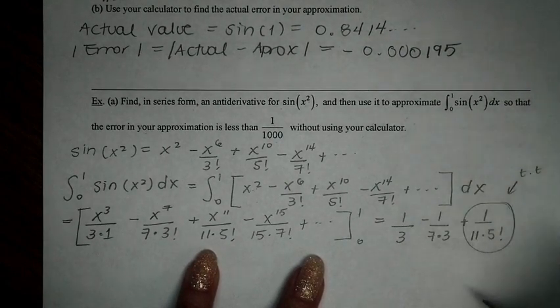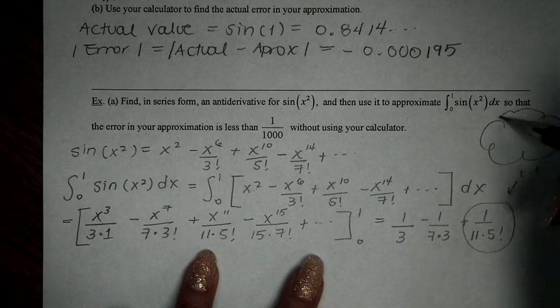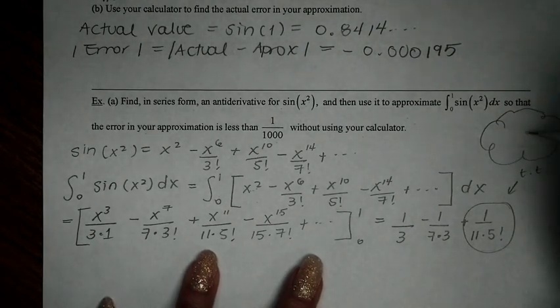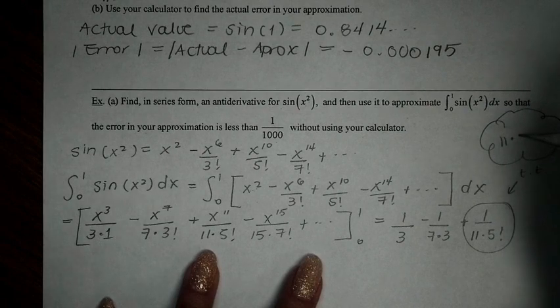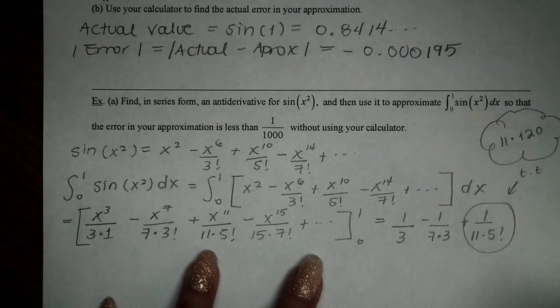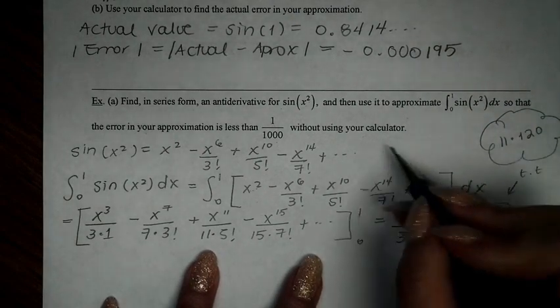Why is it the truncated term? Think about something. This is my brain thinking, right? You know that 11 is quite big, and then you have 11 times 120. What's that? That is greater than 1000.